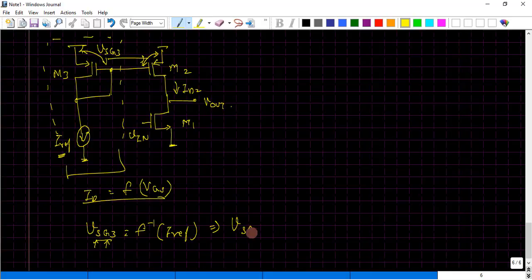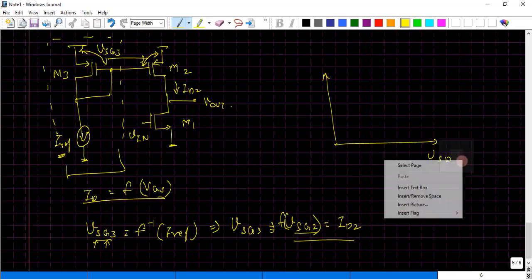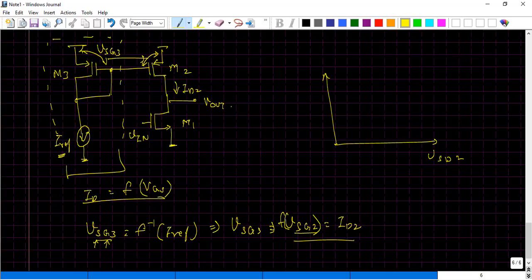So bring this VSG3 to VSG2 and then apply the function upon this VSG2 in order to derive the value of ID2. This is what we do through this simple current mirror, and this is how ID2 is basically being generated. Now for this case, let us try to draw the ID versus VSG graph. This is a PMOS and I'm using a reverse notation over here. So this is my source to drain potential VSG2 versus the current ID2.